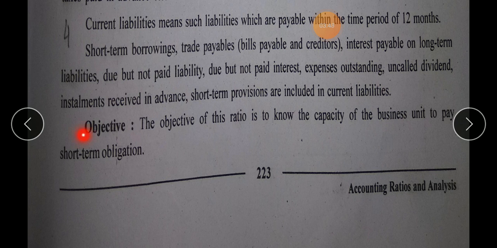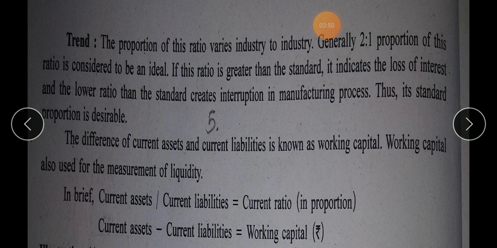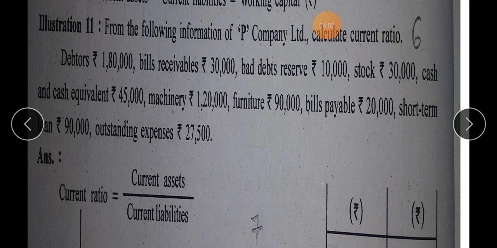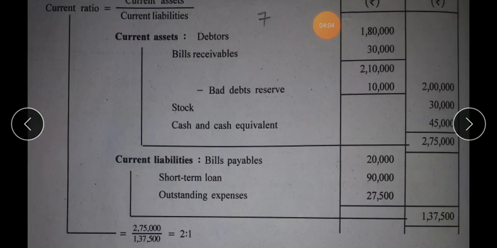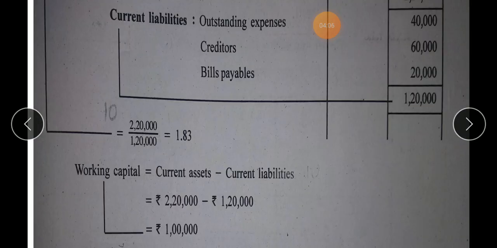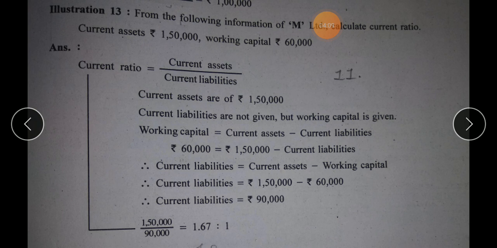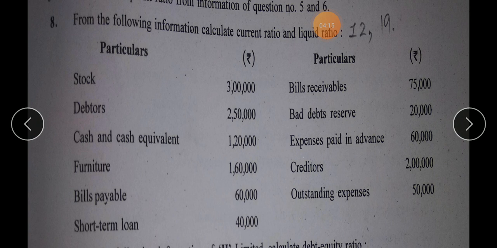I asked you to read the remaining theory. Then we have also written the formula for working capital, that how to find out working capital. Nextly, we have solved illustration 11, then 12 and illustration 13. On the basis of these illustrations and a proper explanation, I gave you a homework which is sum number 8 and which asks you to calculate current ratio and liquid ratio.